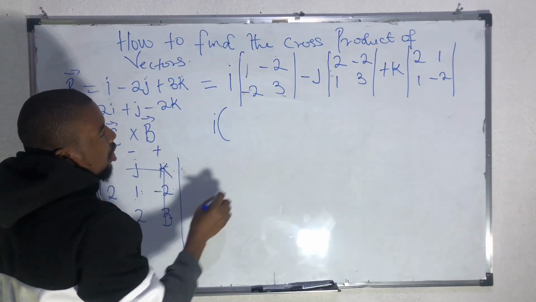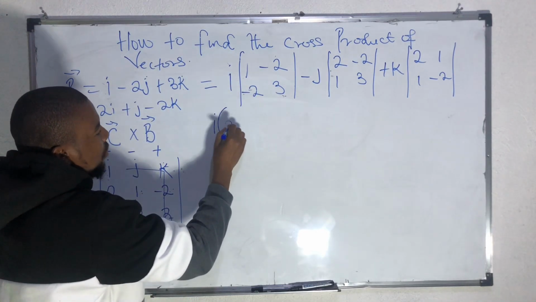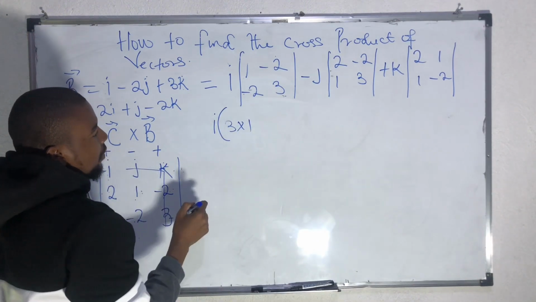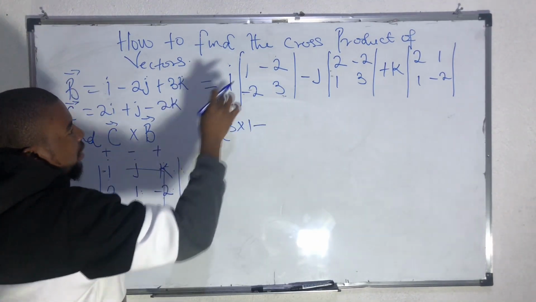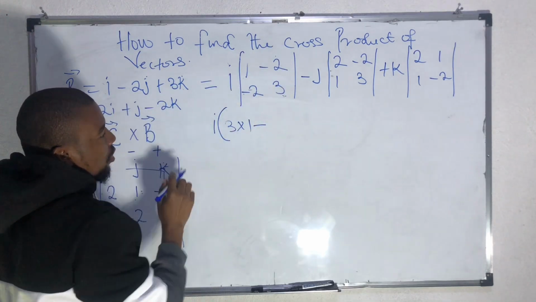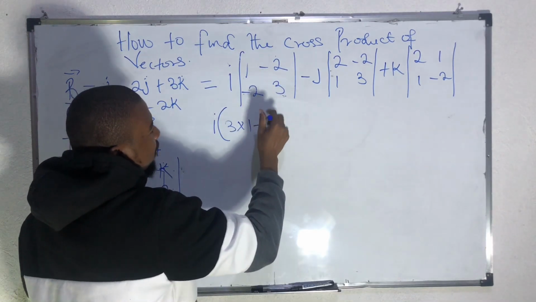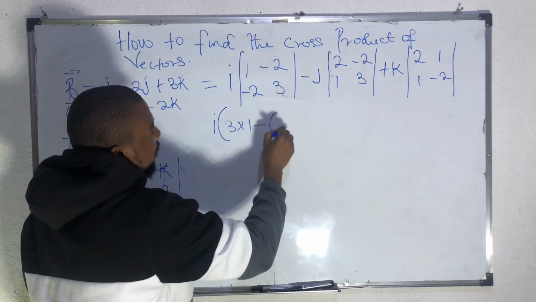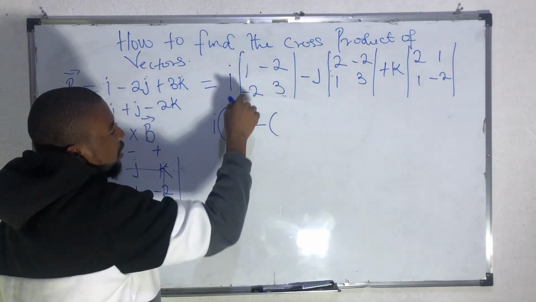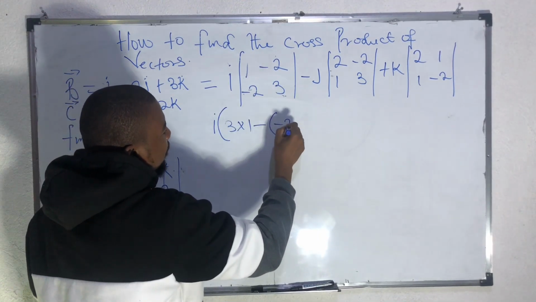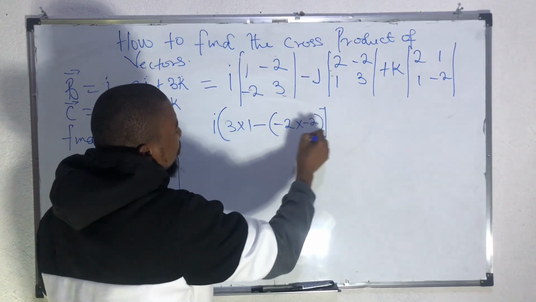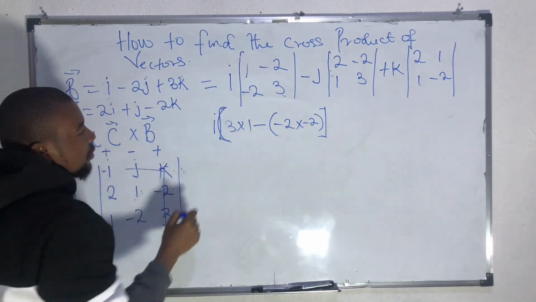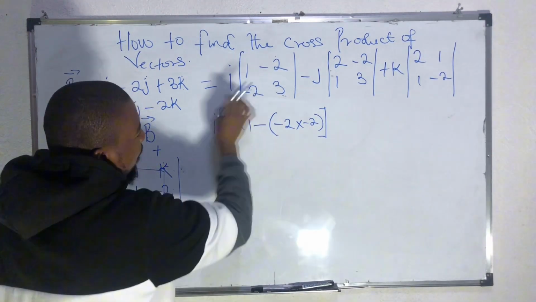If we do this, we shall obtain 3 times 1, minus, okay? Let's now multiply the minor diagonal together. I'm going to open a bracket here. You have -2 times -2. Okay, let me put this in a square bracket. We are done with this very one here.